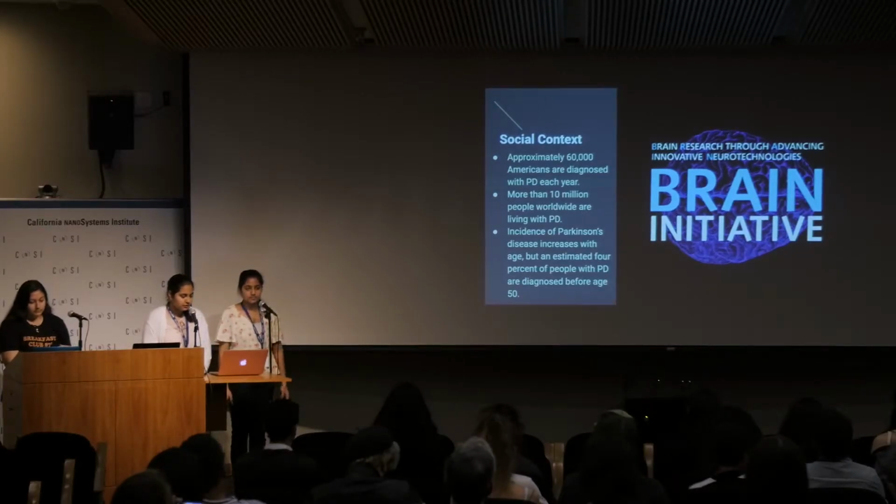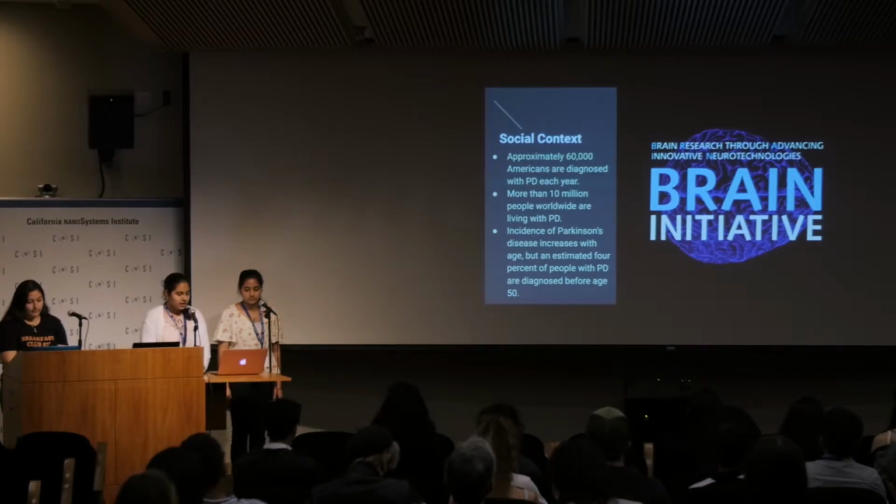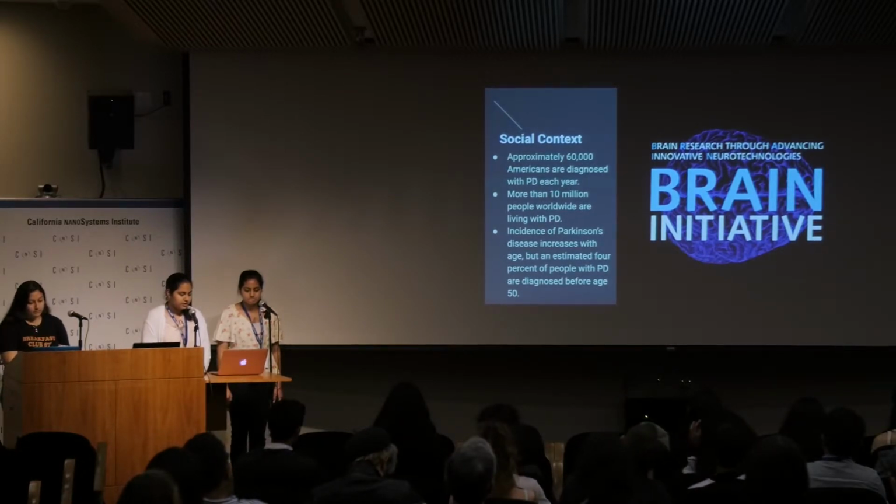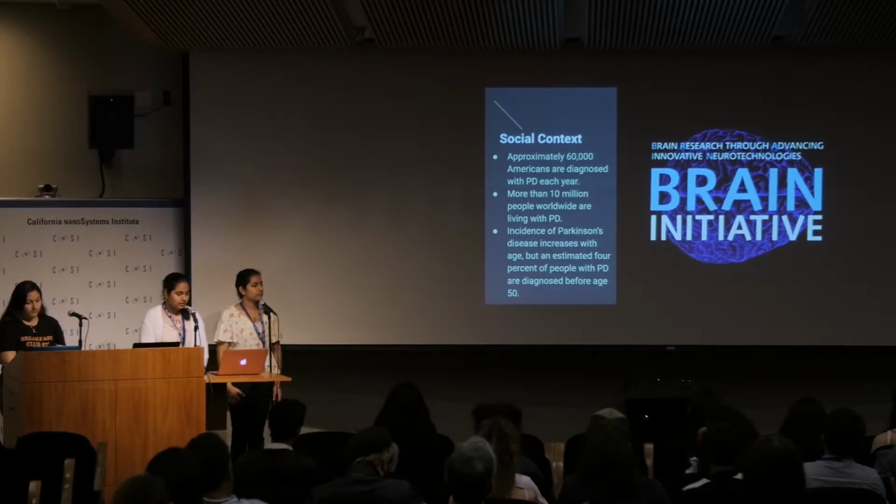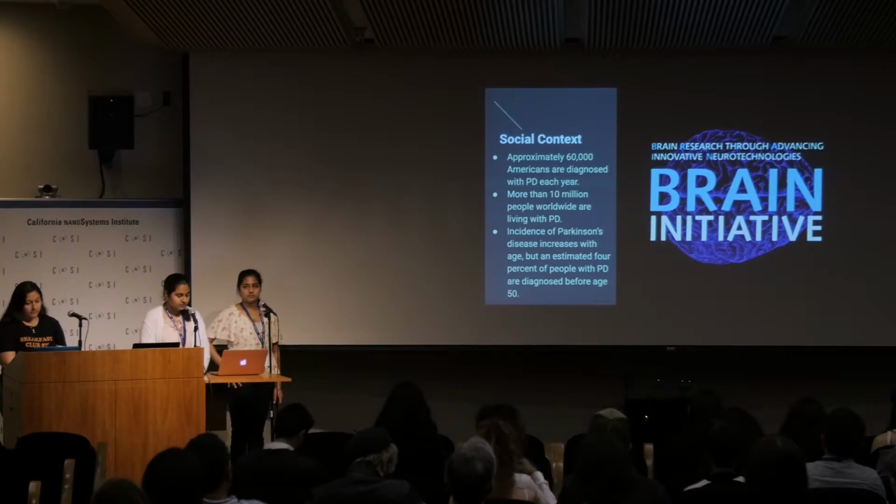In terms of social context, Parkinson's disease affects 60,000 Americans each year and 10 million people globally. Generally, people start to develop Parkinson's at the age of 50 and above. It is rare to see development before this age. Many patients are suffering with this disease in their daily lives and cannot live normally even by themselves.